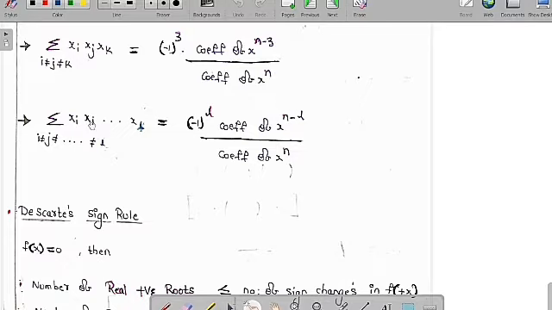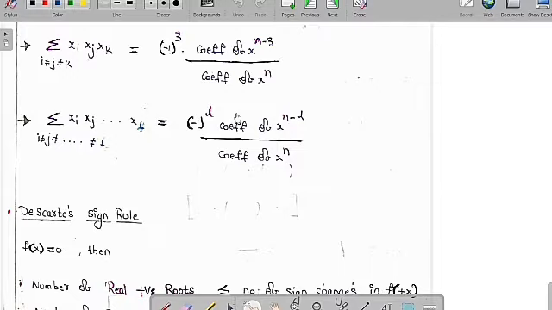Similarly, suppose you are going to take the product of L roots, then definitely the summation of the products of L roots is equal to minus 1 whole to the power of L, times the coefficient of x to the power of n minus L, by the coefficient of x to the power of n. So this is the easy way to remember, which is always minus 1 whole to the power of the number of roots which are going to be multiplied, into the coefficient of x to the power of n minus that L, by the coefficient of x to the power of n. So by this way we can easily figure out the summation of the products of any number of roots.